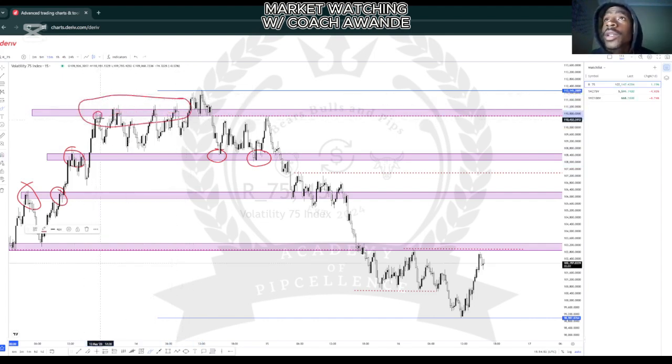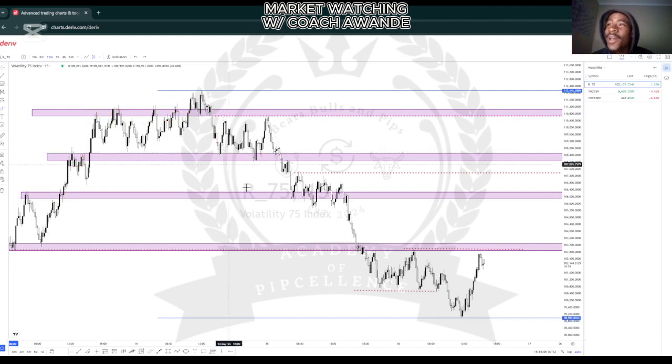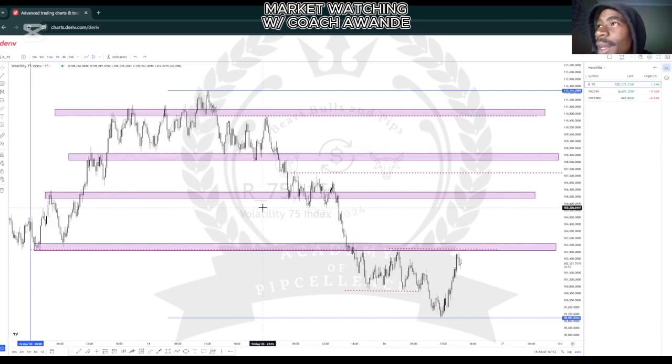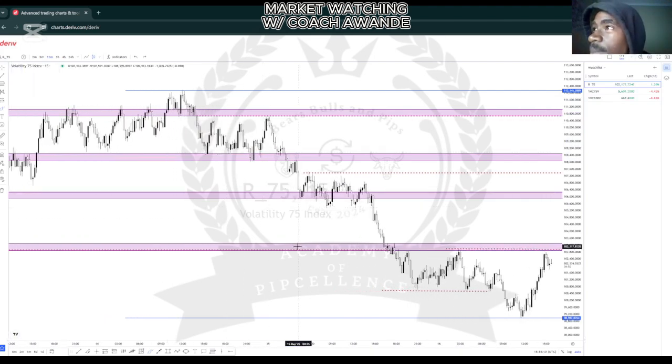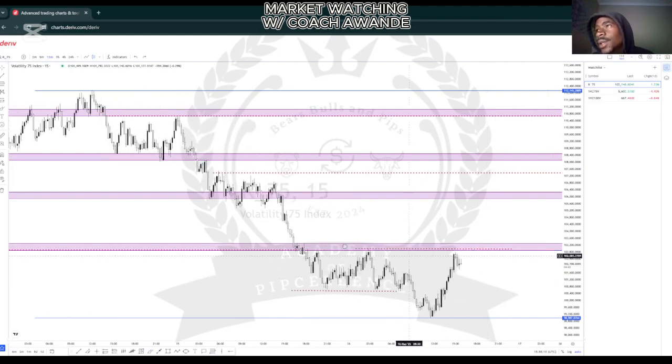You see price rejected here first time, second time, third time, fourth time. Did it fake out? Came back. I'm sorry for anybody who was caught in that fake out, but it's market antics. So from this point here, I'm really tempted to take a sell position.